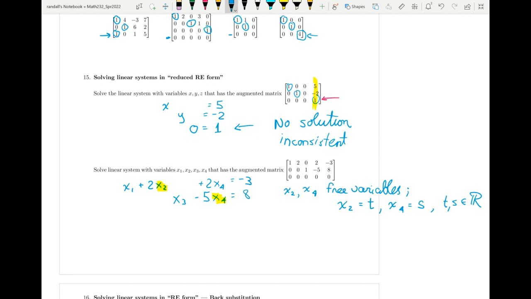But x1 and x3 are the leading variables, because they have the leading ones in the coefficient matrix. There's my leading ones. You see that? So x1, x3, leading ones correspond to the leading variables. What that means is that they depend on the free variables. Their expression in the solution set depends on your selection of the free variables, as we'll see here in this example.